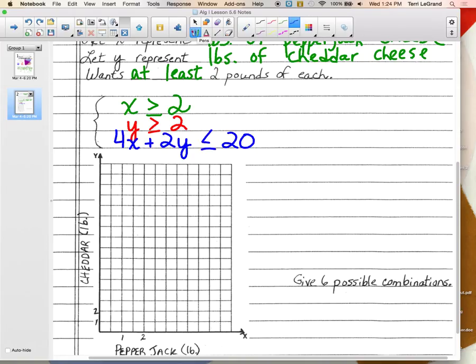How much money is spent on pepper jack cheese? 4x. How much money altogether is spent on cheddar cheese? 2y. How much money she wants to spend? No more than $20. Okay, let's get ready to graph these, one at a time, remember?